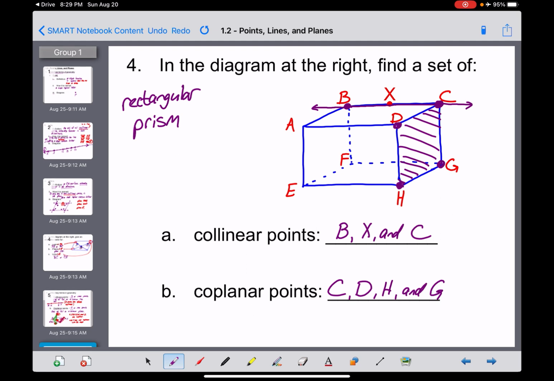All right, guys, that's everything we have for you from section 1.2. So let's dive into the homework right now and see if we can get the hang of how to name these figures in geometry and how to use collinear and coplanar points and identify those in a diagram. Good luck, everybody.